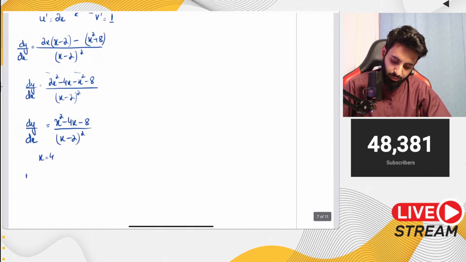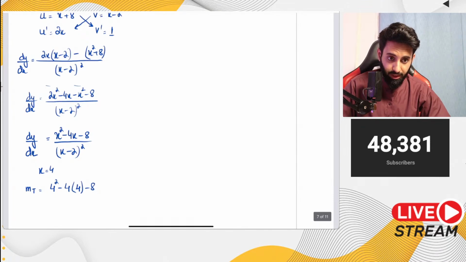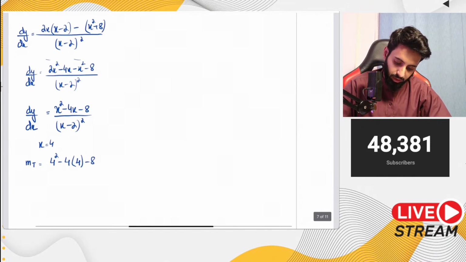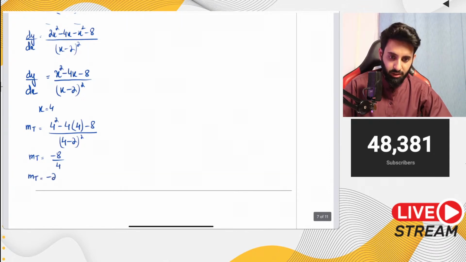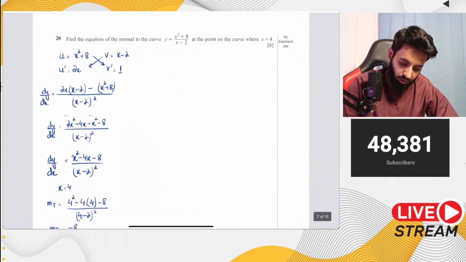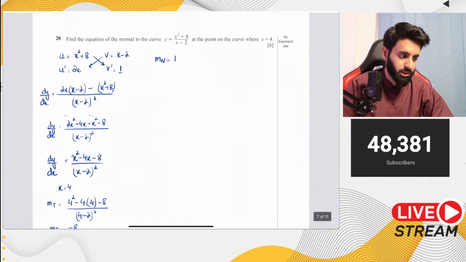And remember, when you plug in 4, you get the gradient of tangent, which you then need to convert in order to find the gradient of normal. The denominator is 4 minus 2, the whole thing squared. So the gradient of tangent is going to be 16 minus 16, which is 0. 0 minus 8 is minus 8. 4 minus 2 is 2. 2 squared is 4. So that means the gradient of tangent is going to be equal to minus 2, which means that the gradient of normal is going to be equal to positive 1 upon 2.